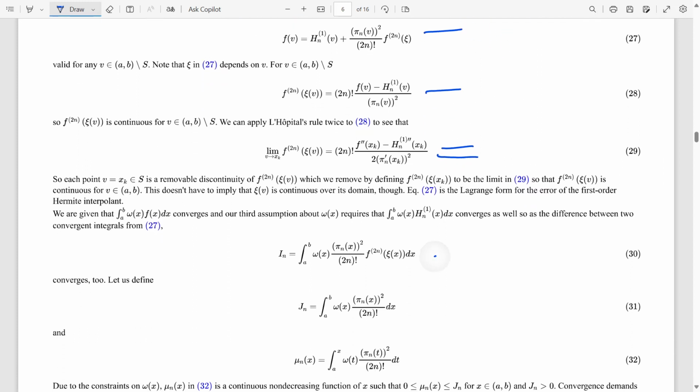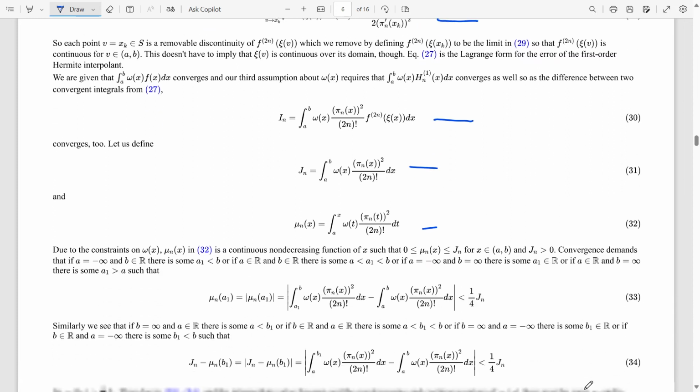Then this integral converges because it's the difference between two convergent integrals, and that defines In. We can also define Jn and omega n. And omega n is continuous because, remember, omega of t didn't contain any Dirac delta functions.